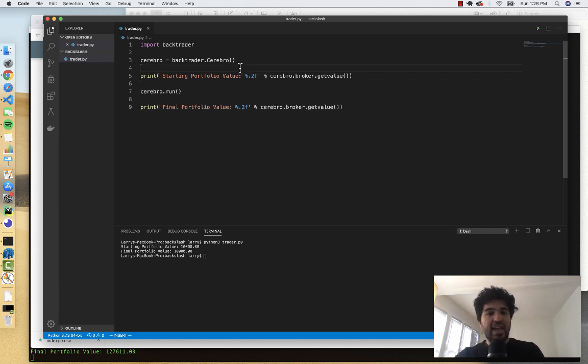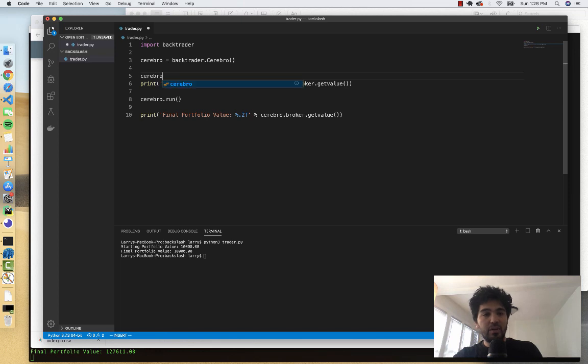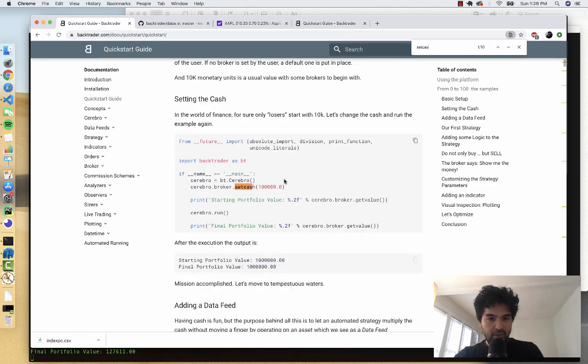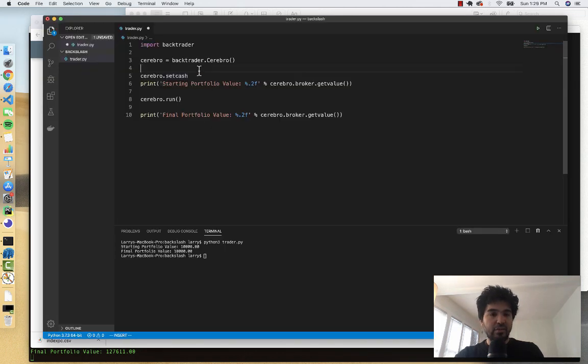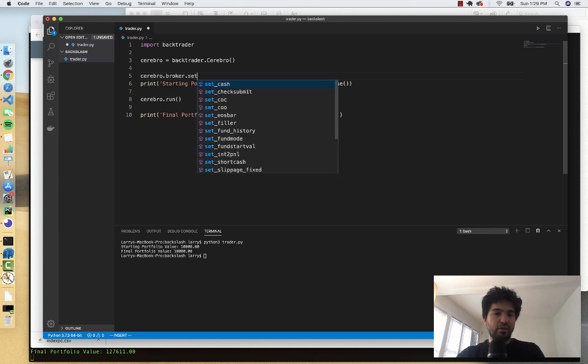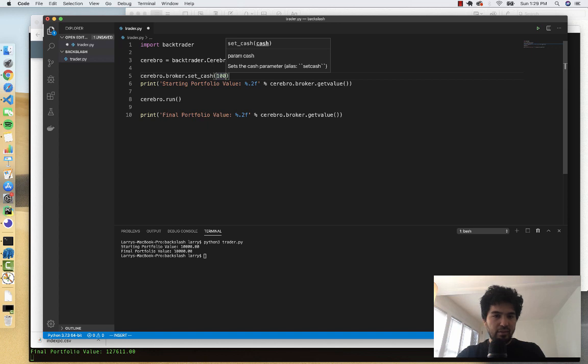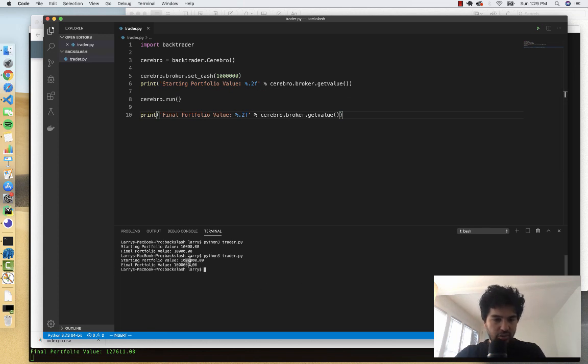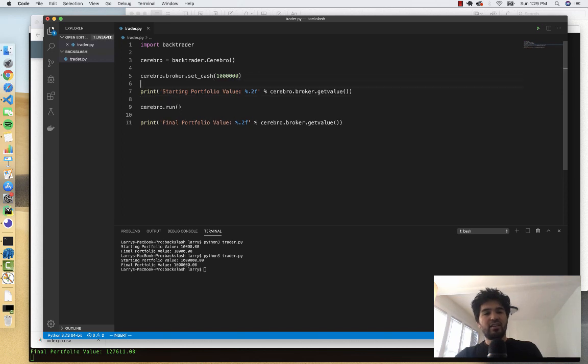Let's go ahead and add some cash to our portfolio here, or to our brokerage account. So there's a set cash method. So cerebro.broker.setcash. So we have the broker, and then we can do set cash, and let's give it $1 million. And if I do that and run it, you see that we start out with our $1 million here that we want to trade. So that's all good. So now that we have a brokerage account and we have $1 million, now we actually need to make some trades.